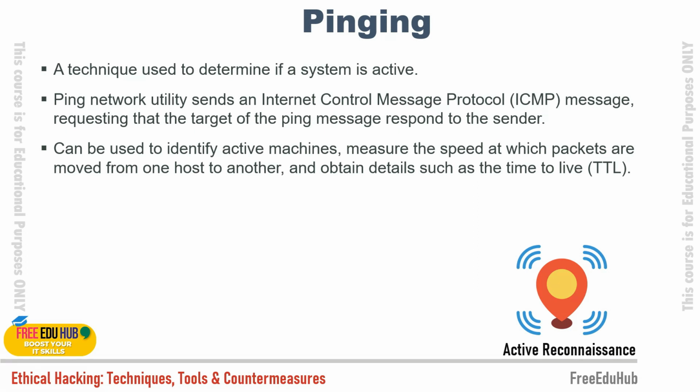Now the ping network utility sends an Internet Control Message Protocol message, which we call ICMP. It requests that the target respond to the sender or not. It can be used to identify active machines and measure the speed at which packets move from one place to another, because it shows us the time to live and the response time, so we can see how active the computer is at a particular moment in time.